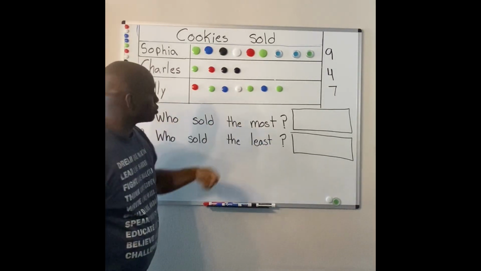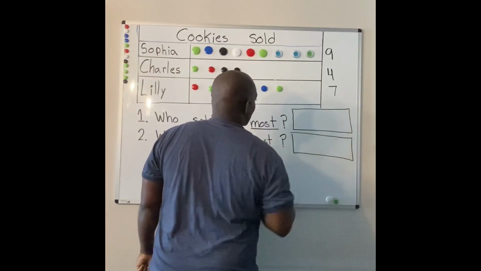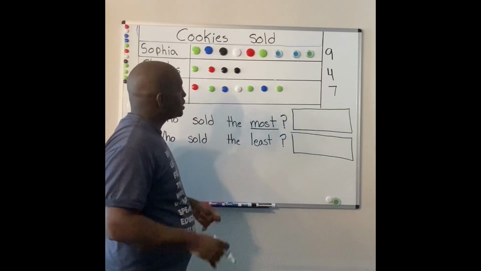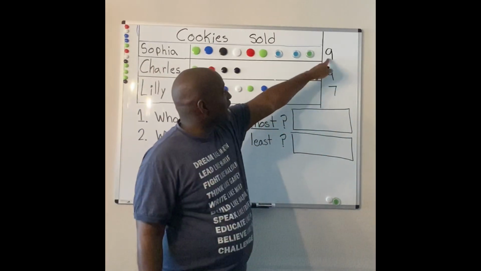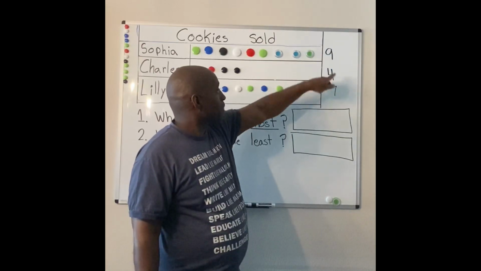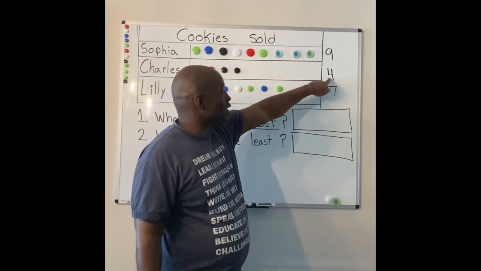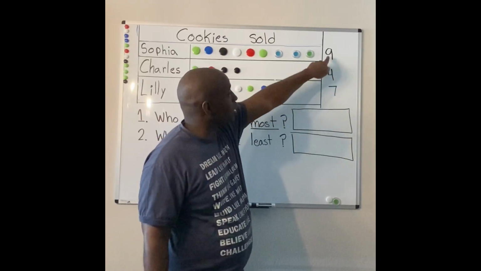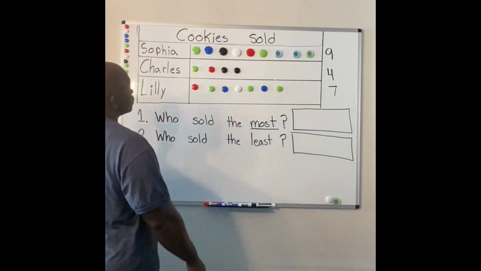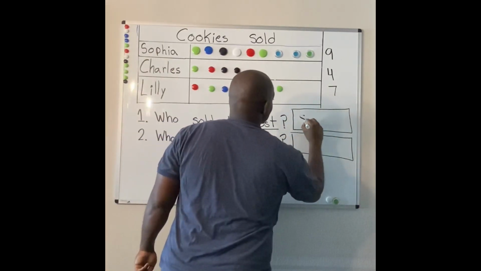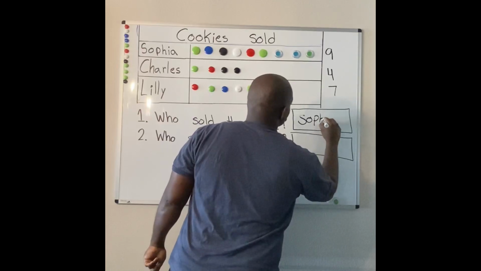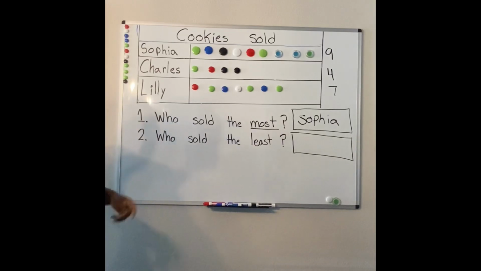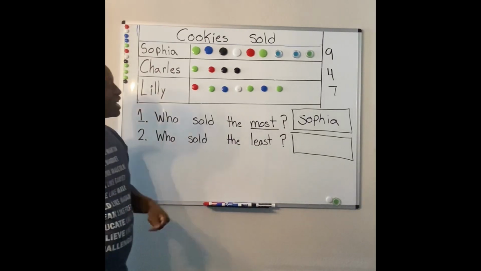Who sold the most? Most meaning the greatest, big. So let me look. Well, 9 is closer to 10, 4 is closer to 0, and 7 is closer to 10, but it's not as close as 9. So, Sophia is the correct answer. Sophia sold the most.